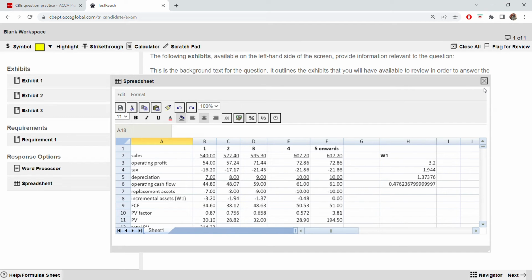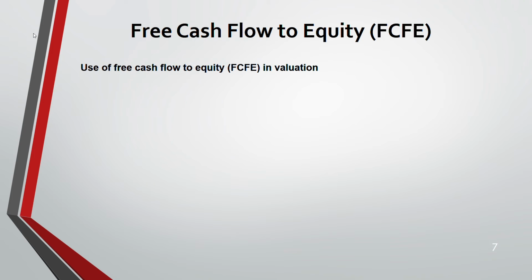Now let us do test understanding 2. Use of free cash flow to equity in valuation. As I told you, you can use this in valuation of a company, which we'll be doing in more detail for acquisition and merger. For our investment appraisal, we don't need it for valuation. But certain things you have to know. That's the reason I've included it here.